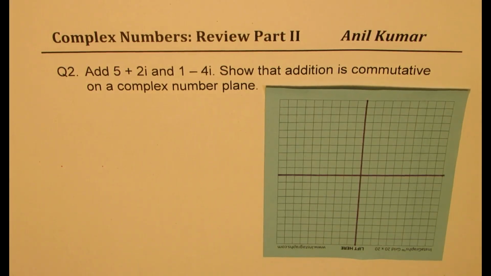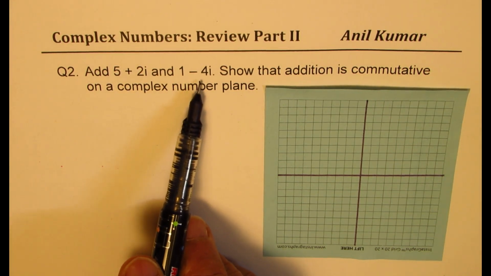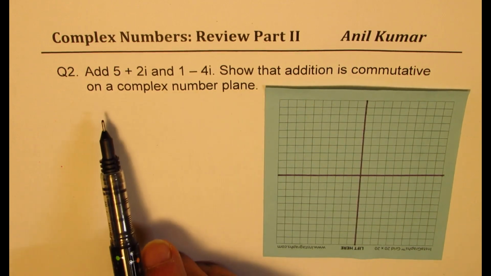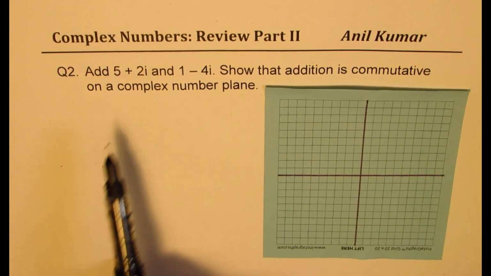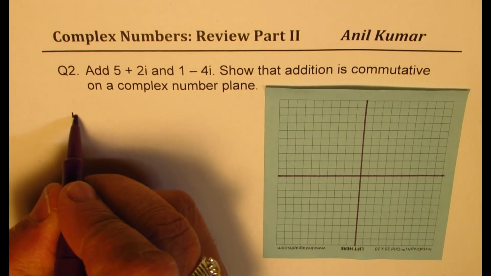Now we need to add 5 plus 2i and 1 minus 4i. We also need to show that addition is commutative on a complex number plane. So we'll begin with 5 plus 2i.